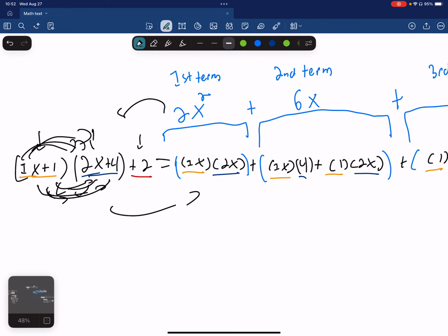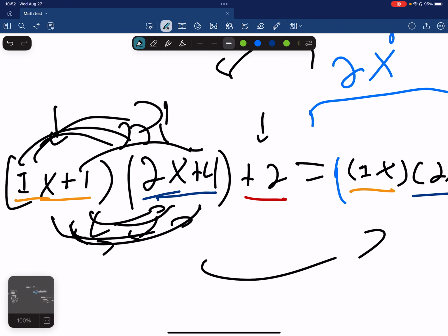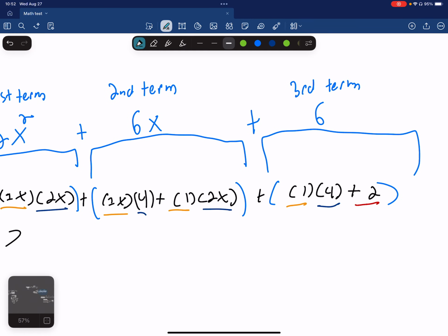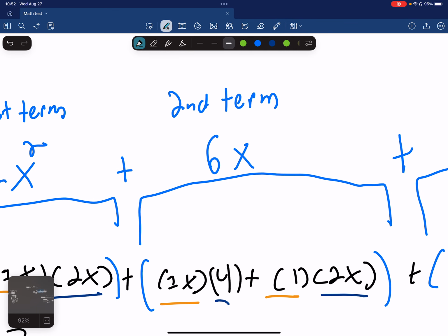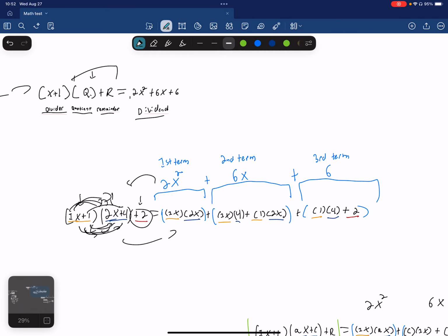So they kind of switch places in that place. And the third term is simply the two constants times each other plus any kind of remainder that remains. So we know that in case 6, 6x, and 2x squared.